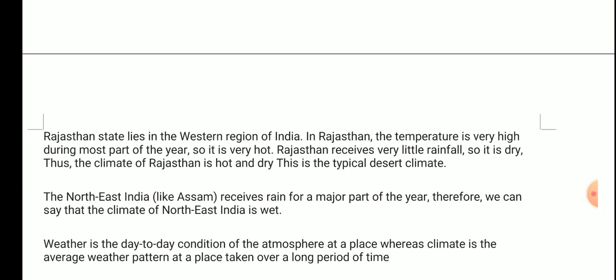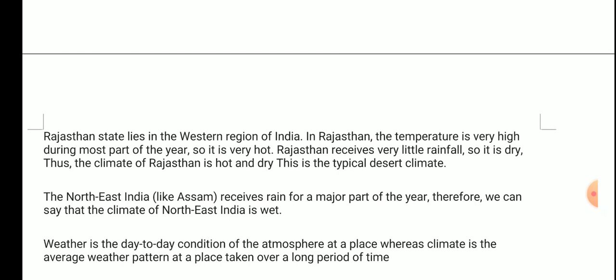Rajasthan state lies in the western region of India. In Rajasthan, the temperature is very high during most part of the year, so it is very hot. Rajasthan receives very little rainfall, so it is dry. Thus, the climate of Rajasthan is hot and dry. This is the typical desert climate. And if we talk about northeast India, like Assam, it receives rain for a major part of the year. Therefore, we can say that the climate of northeast India is wet.